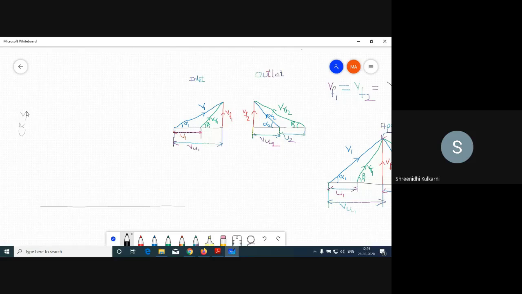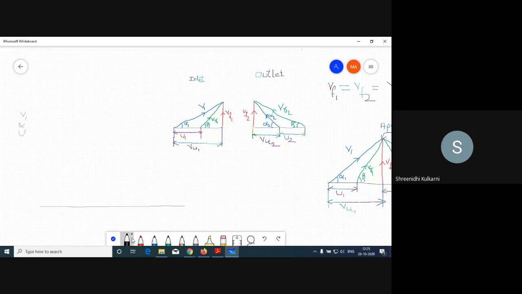So if any problem is solved by using the common base, they have to give the absolute velocity, the nozzle angle alpha, and the blade speed velocity. If we know these three data, then we can easily write the velocity triangle.